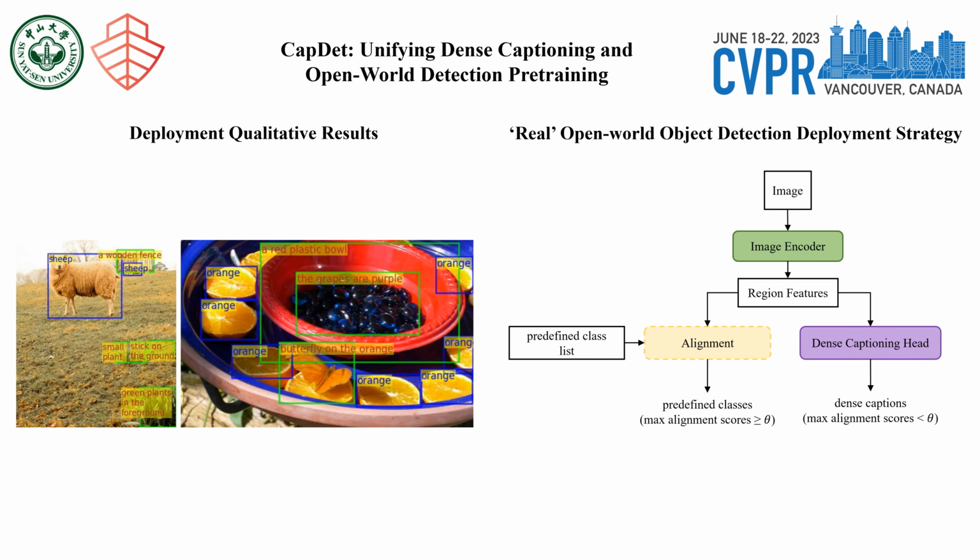For the practical deployment, we propose a simple two-stage ensemble way to stay true to our motivation. Specifically, in the first stage, we execute detection on images among the predefined classes list and treat the proposals with maximum alignment scores among all classes less than a threshold as unknown objects. Then in the second stage, we generate the captions for the unknown objects.